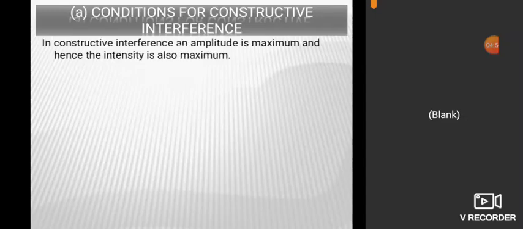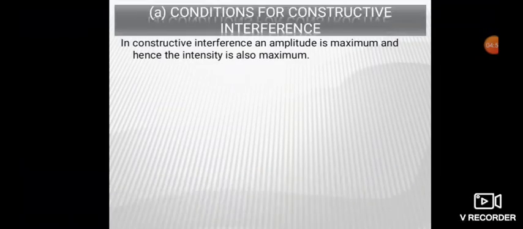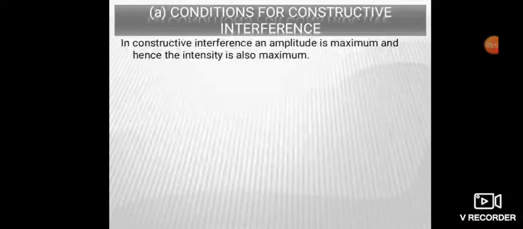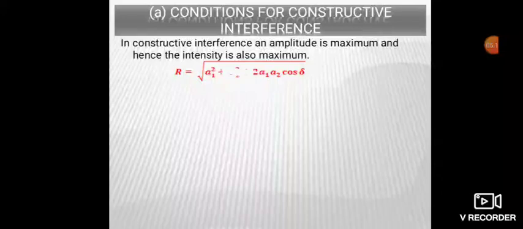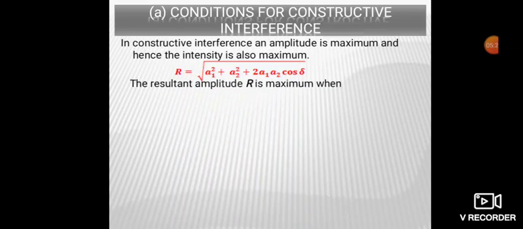Next we are going to discuss the constructive interference. What are the conditions for constructive interference? In constructive interference, the amplitude is maximum and hence the intensity is also maximum. For that, R is our resultant amplitude, already we got it: √(A1² + A2² + 2A1A2 cos δ). The resultant amplitude R is maximum when cos δ is equal to +1.